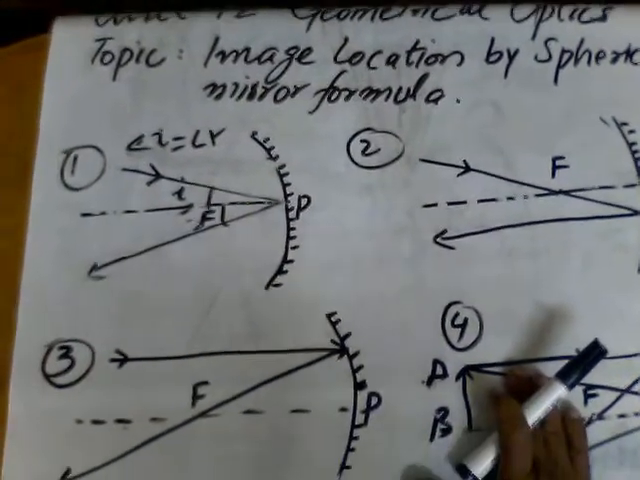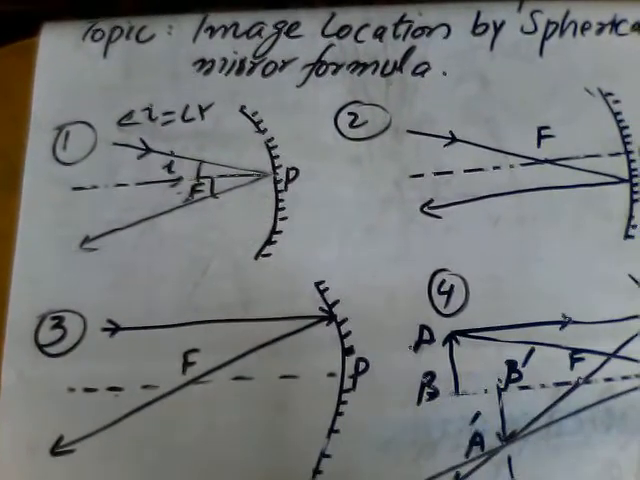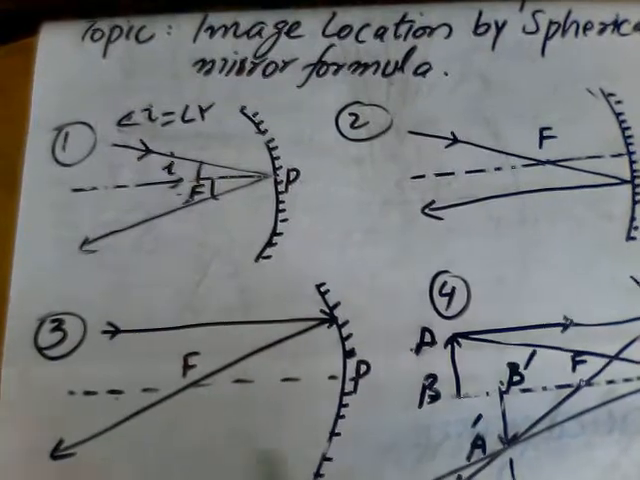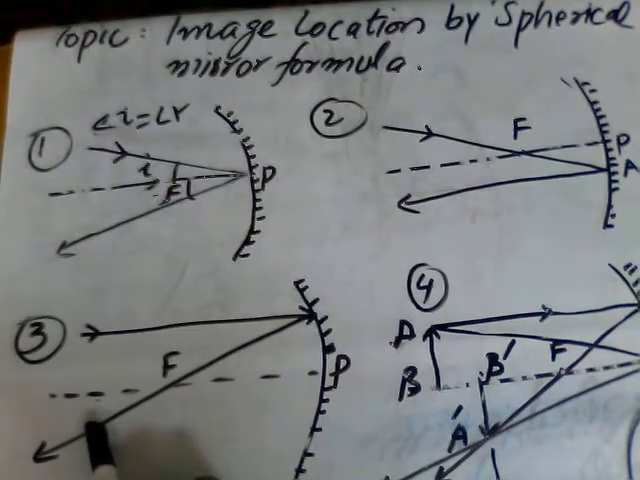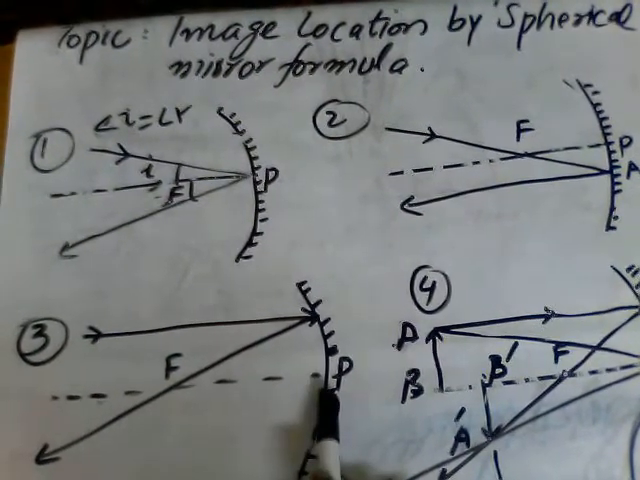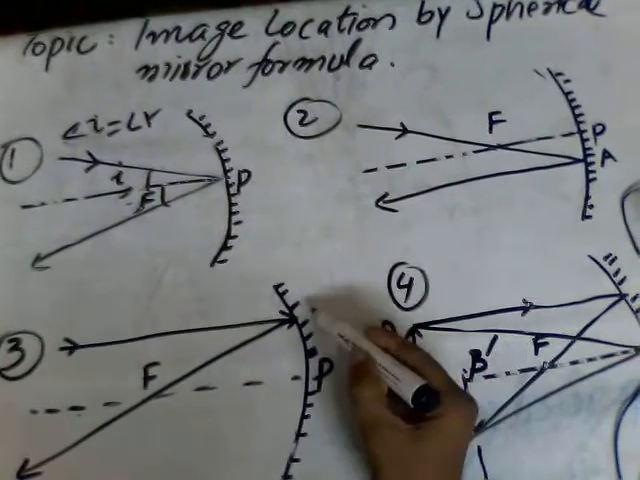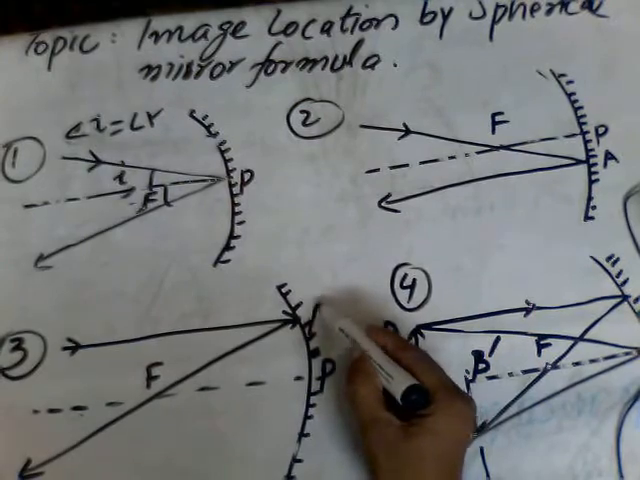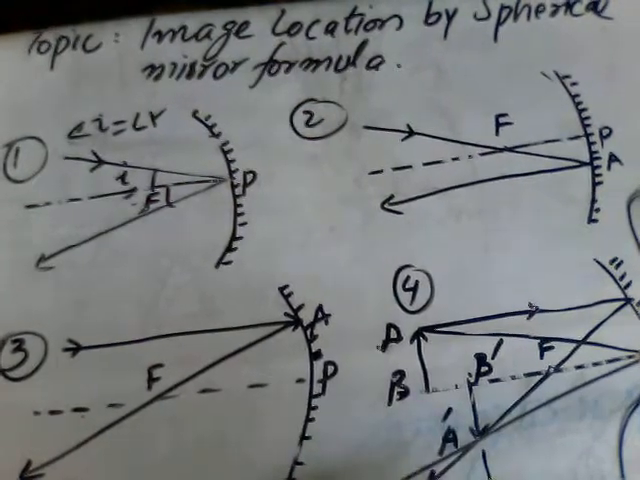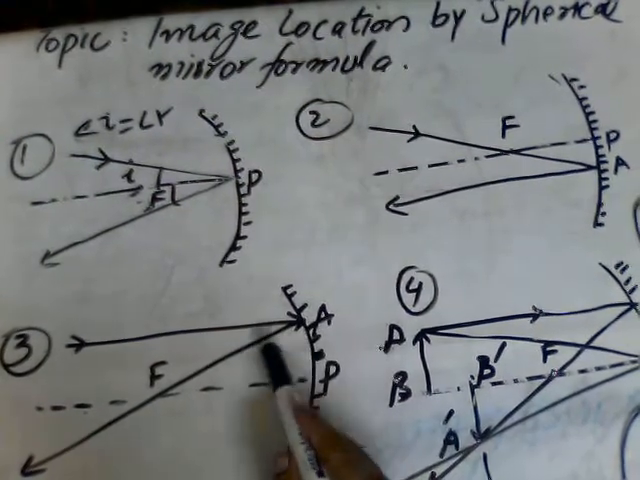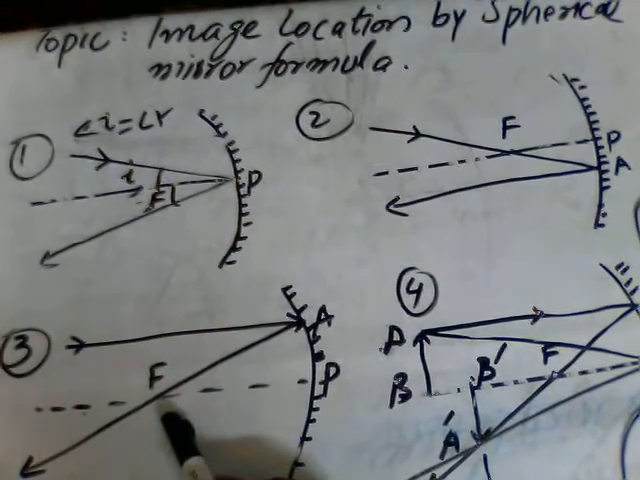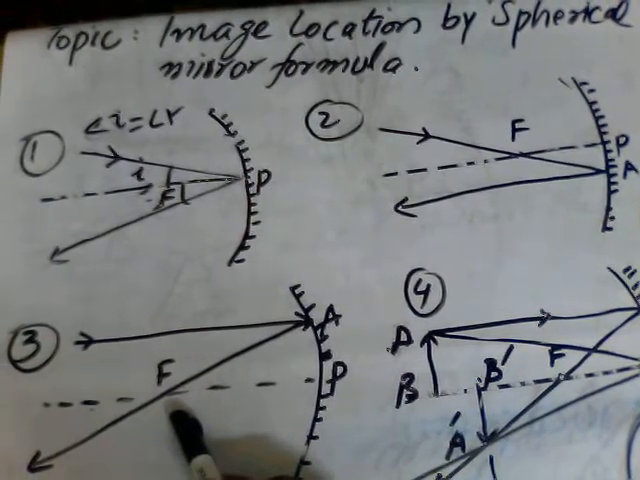In the third case, the light ray comes from the source parallel to the principal axis, hits the mirror, let it also strike at the point A, and goes back through the principal focus.